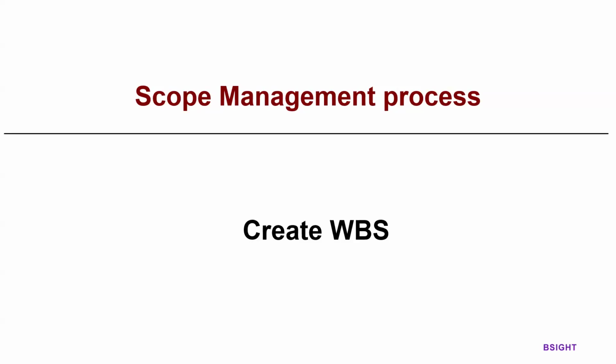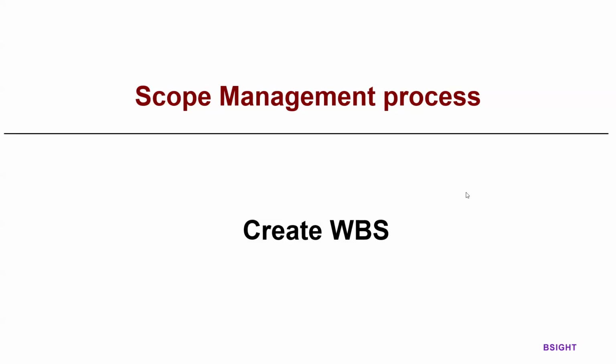Last class, we started with scope management, a planning process group, and also with the scope management knowledge area. We discussed the first three planning processes. Before that, the objective for a project manager when it comes to scope management is to ensure that we will do all the work required and only the work required to do the project successfully.